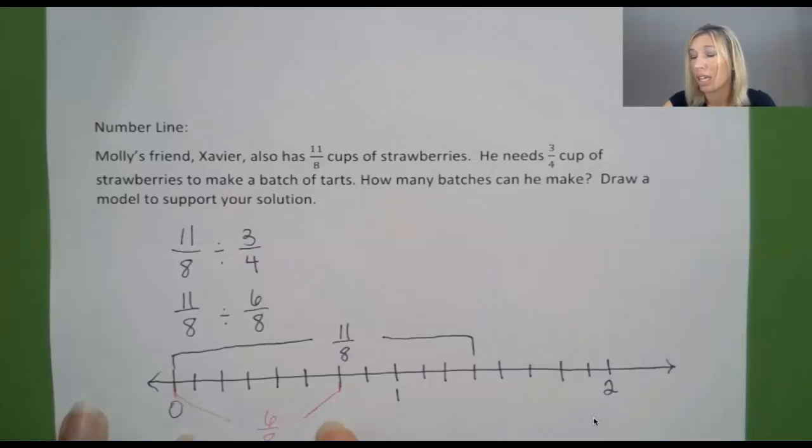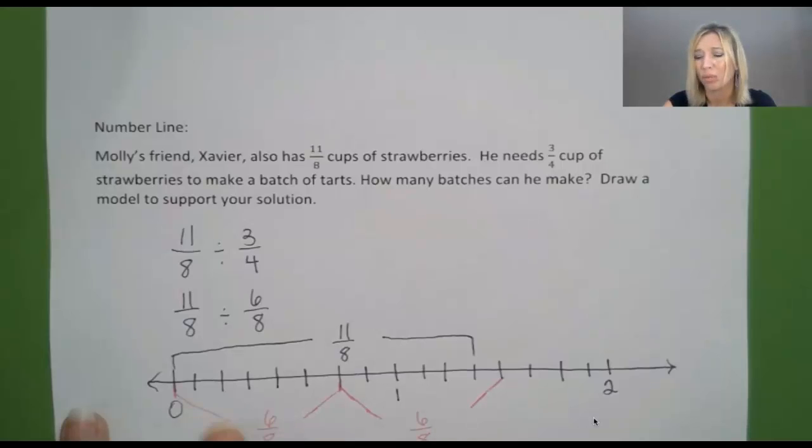So here is a group of 6/8. Can I make another group of 6/8? Let's try. I made another group of 6/8, but look what happened. I don't have enough to make another group of 6/8. This is what we have here in this bracket. So I can make one group of 6/8, and then what fraction of another group of 6/8 could I make?